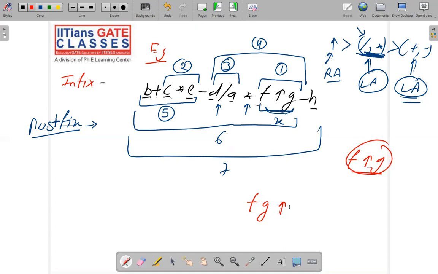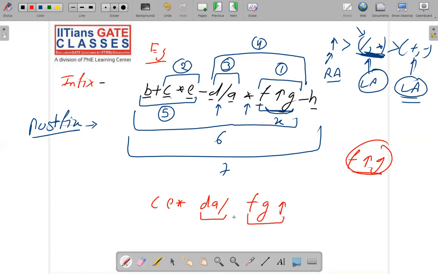Now let's perform our second operation, which is C star E. So how will it be written? C E star. It will be written like this. Our next operation is D divided by A, so it will be written like D A divide.